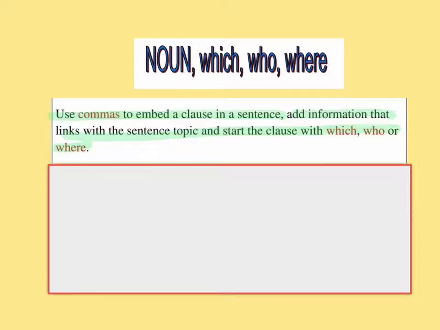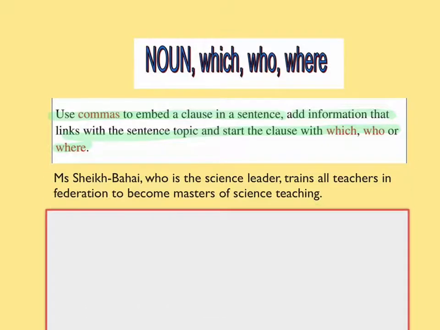Here's what it looks like. Miss Sheikh Bahai, I broke my sentence with a comma, who, and I need to use who because Miss Sheikh Bahai is no ordinary noun, it's not a which, it's not a where, it's a who, she's a person. Who is the science leader, comma, trains all teachers in the Federation. So can you spot, let me highlight in green, my original sentence. Miss Sheikh Bahai trains all teachers in the Federation to become masters of teaching. Now, this is the clause that I embedded.